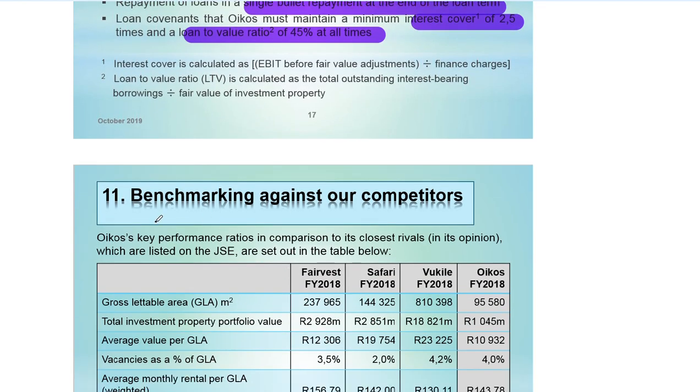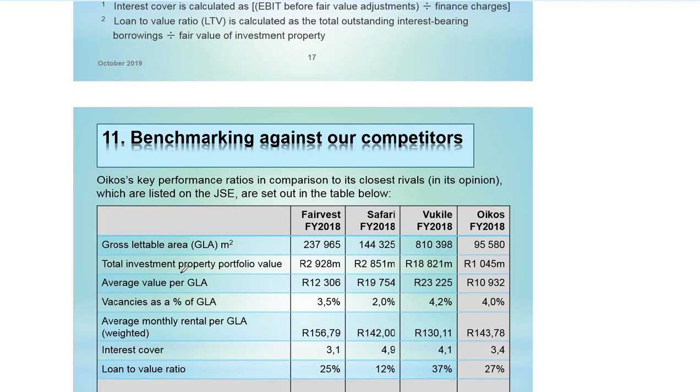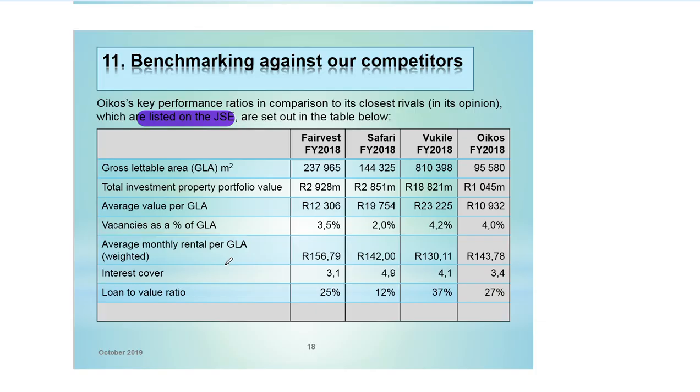And then when you move down, it's the benchmarking against the competitors. So you have been provided the competitors of the companies listed on the JSE, which they believe are their competitors. And we've been provided the details for all the ratios that are important for this industry. They gave us gross leasable area, the total investment portfolio value, average value per GLA, vacancies as a percentage of GLA, average monthly rental per GLA, the interest cover, and loan to value ratio. And all the information has been provided here, and you need to compare Oikos with those other companies.